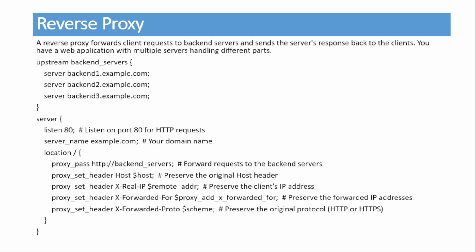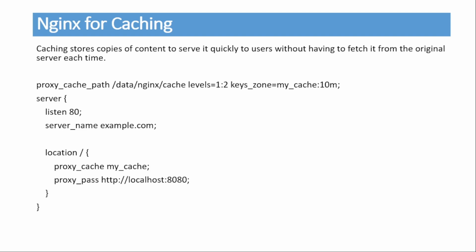Now the next feature is caching. Caching stores copies of content to serve it quickly to users without having to fetch it from the original server each time. For example, your website has content that doesn't change often, like images or blog posts. The first time a user requests a resource, NGINX fetches it from the backend server and stores a copy. For subsequent requests, NGINX serves the cached copy directly, speeding up the response time.